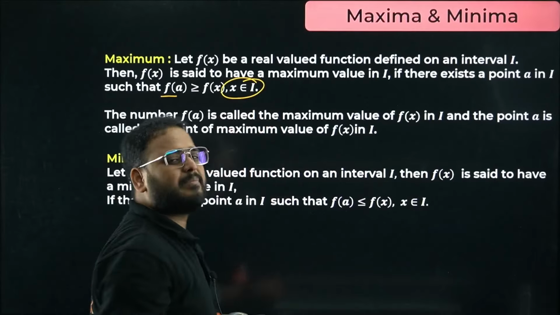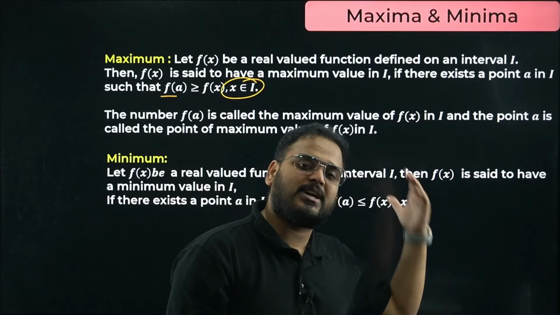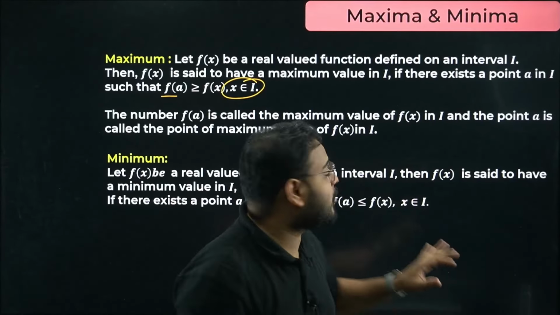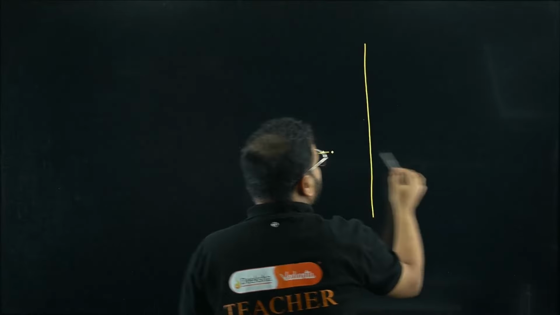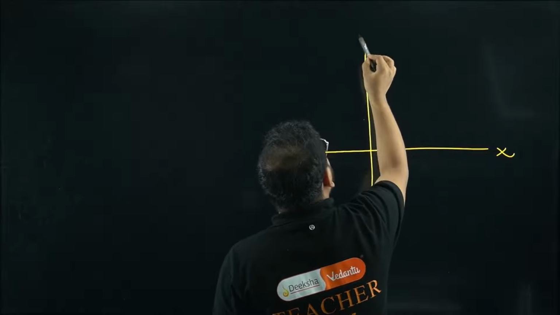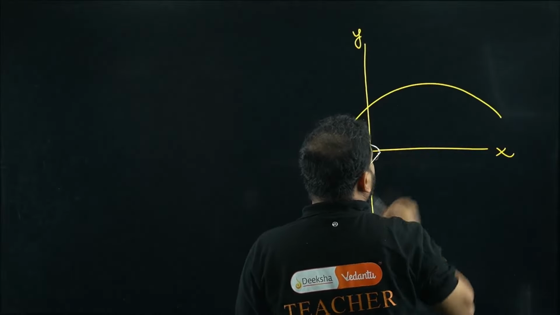Sir, that doesn't make sense to me. If somebody is able to understand this, then very good. But if somebody is not, don't worry. I am here for all of you. If I show you the graph over here, let's say this is the function, okay?